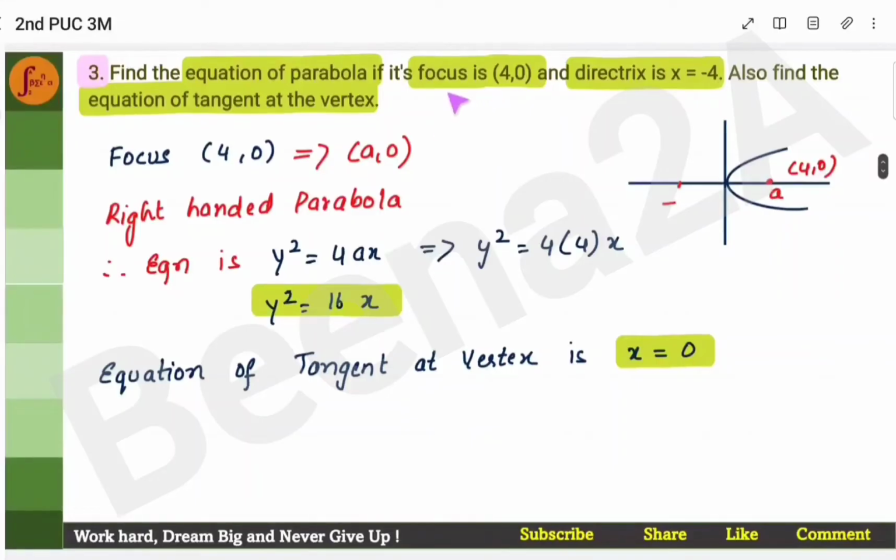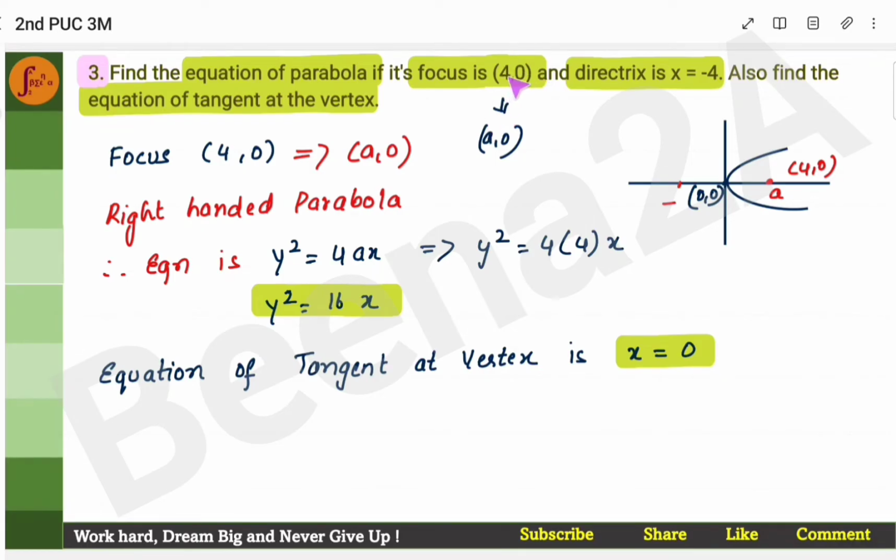Now the third problem. Here the focus is given, the directrix is given. Find the equation of the parabola, right? And the equation of the tangent at the vertex. This origin is the vertex, right? 0, 0. Now the focus is 4, 0. Now this should remind you, this is a comma 0. And which parabola do you have? A comma 0 is a right-handed parabola.